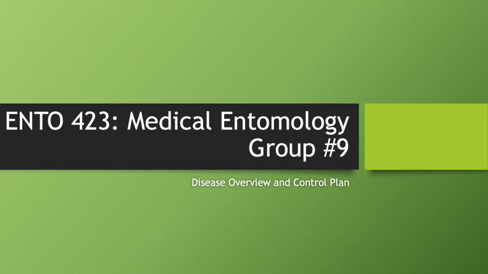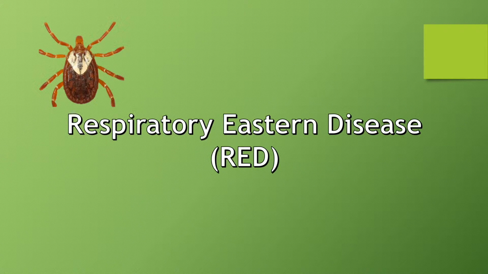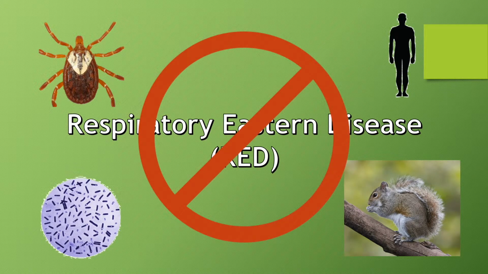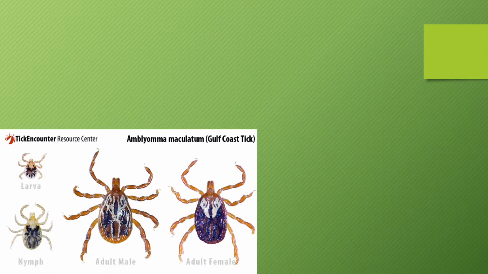Today, we will be taking you behind the scenes of our hypothetical infectious disease and its characteristics such as the vector, host, reservoir, agent, and our final control plan along with its implementation strategies. First, we will start with the vector, Amblyomma maculatum, otherwise known as the Gulf Coast tick.